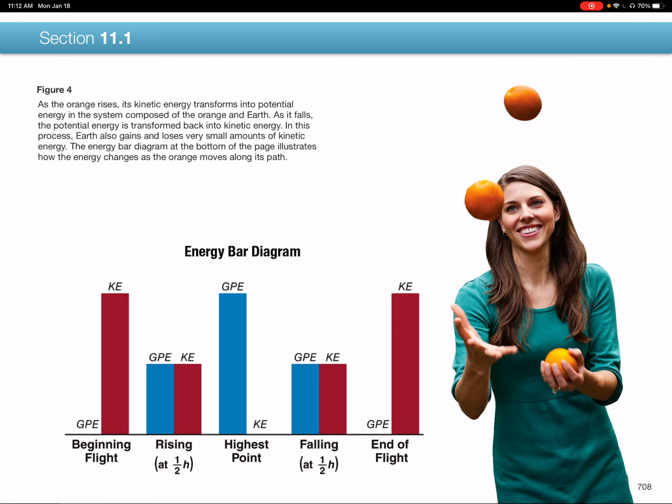And then it's going to fall back down, and as it falls back down, the potential energy transforms back into kinetic energy. Okay, so this is really one of the keys of this unit or this section, this little diagram. It really helps you to understand what's going on.